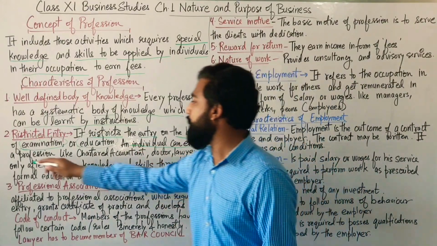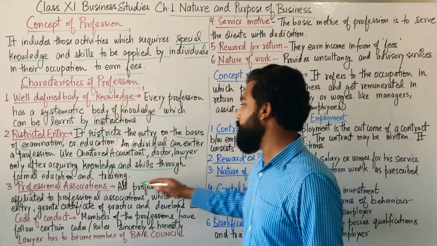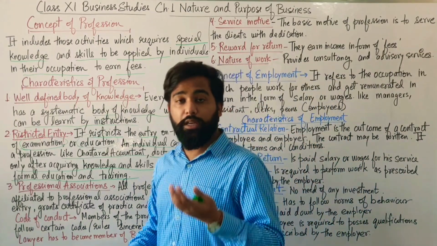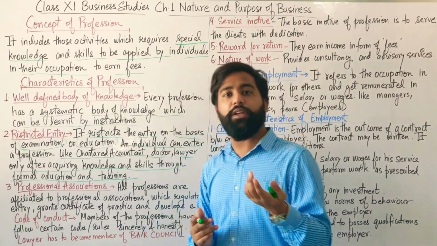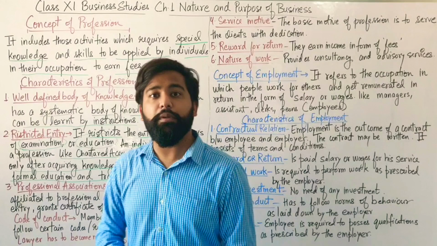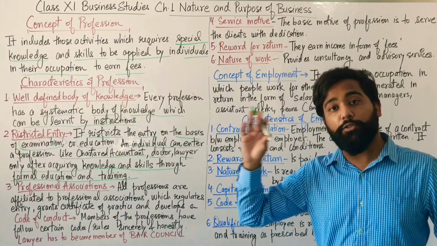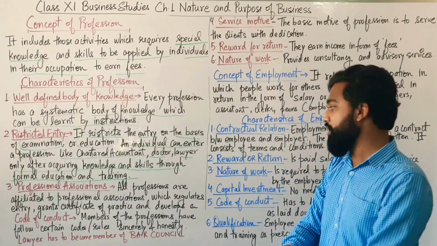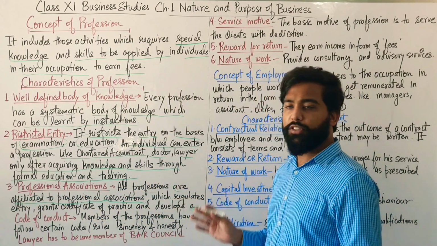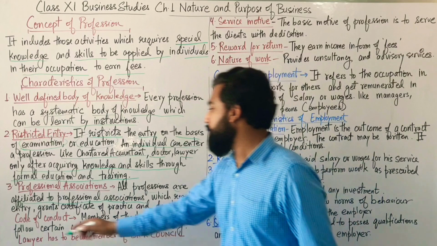An individual can enter a profession like chartered accountant, doctor, lawyer only after acquiring knowledge and skills through formal education and training. Suppose one wants to become a chartered accountant, he needs to clear his CA examination. If someone wants to become a lawyer, he needs to clear LLB. If someone wants to become a doctor, he needs to clear MBBS, and so many other professions are there. Now, there are professional associations, those associations which conduct these professional examinations. All professions are affiliated to professional associations. All the professions have their separate professional associations. Is that clear?